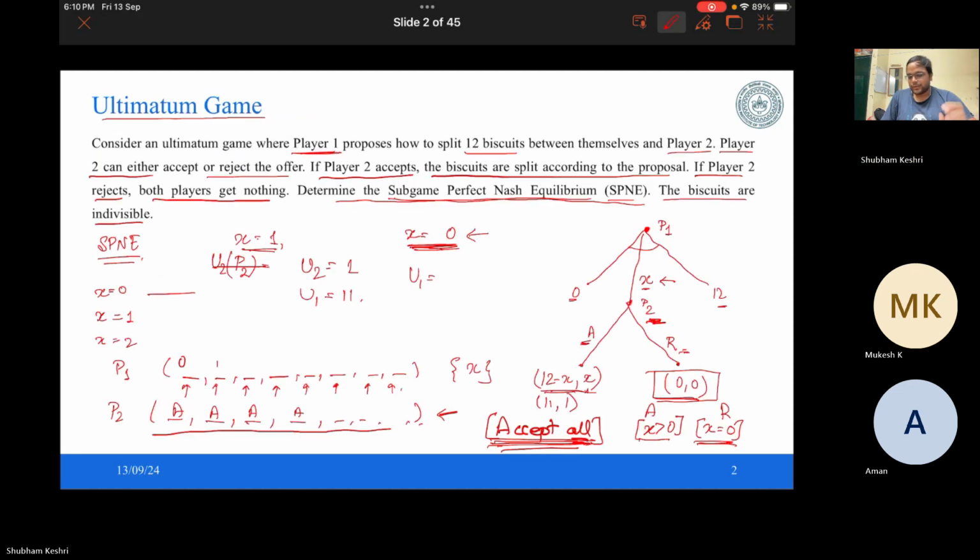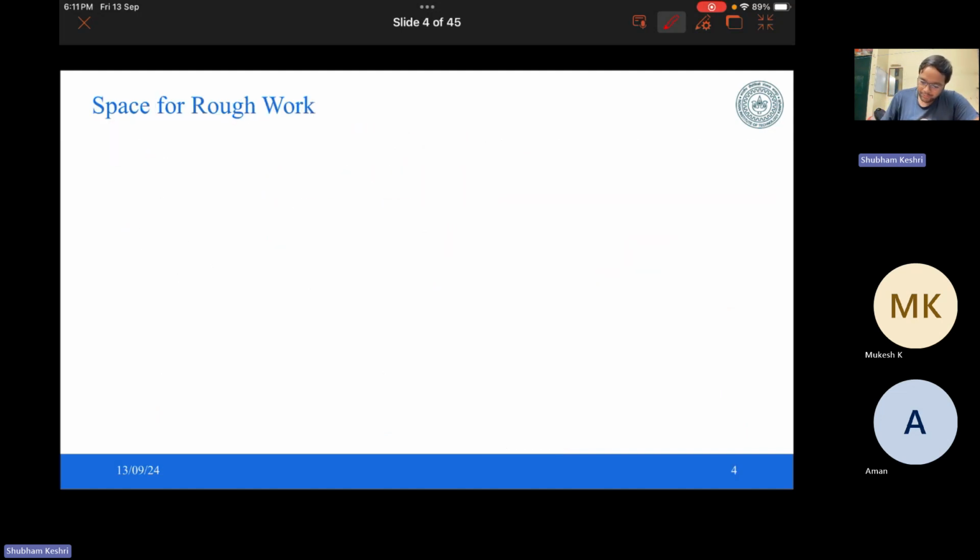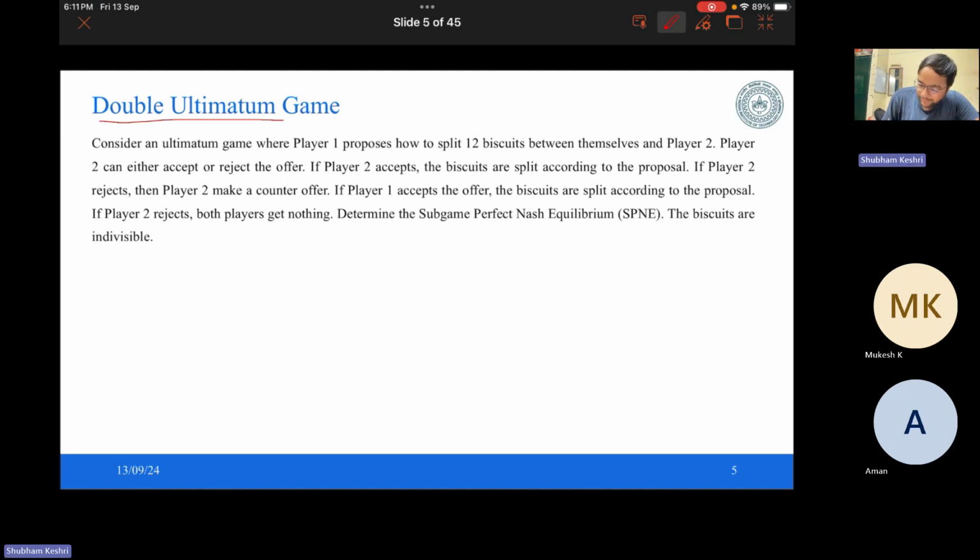Okay. So you may see this is not a very fair division of the resources. So we'll proceed and see how fairness comes into play if we repeat this game again and again. Now suppose we have a double ultimatum game. In this game, there are again 12 biscuits. Again, player 1 makes the first offer, and he can offer any value from 0 to 12. Suppose x is the value he is offering, and player 2 can either accept, and if he accepts, then player 1 gets 12 minus x, and player 2 gets x.